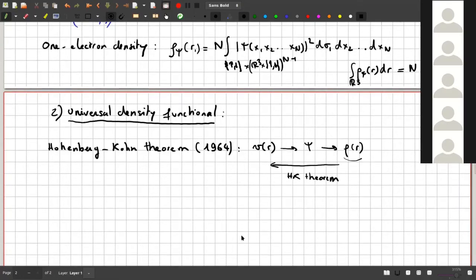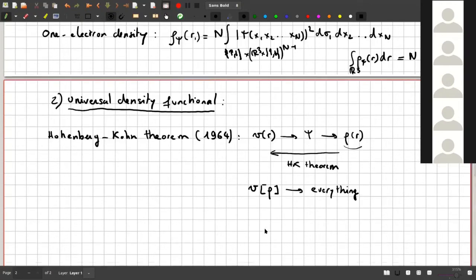Okay, and since you can find V from rho, it means that V is a function, or functional, of rho. So a functional is simply a function of a function, and since you know V, well, you can compute everything. So from V of rho, you can know everything about your system. So it means that everything is a functional of the density.